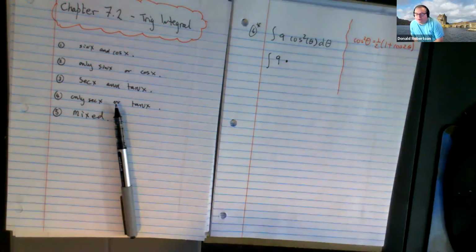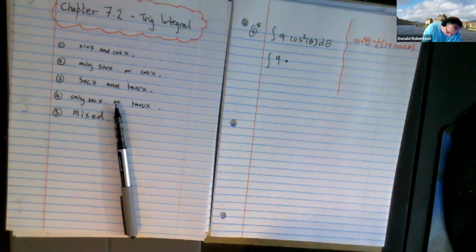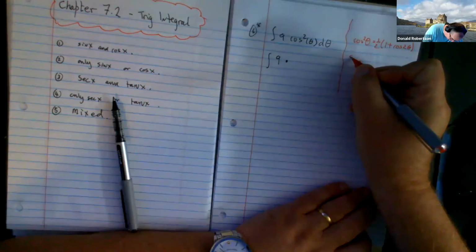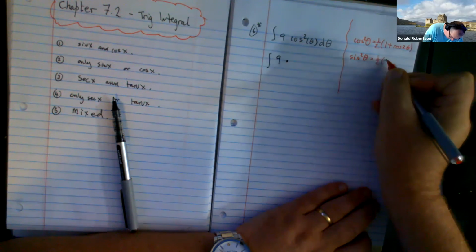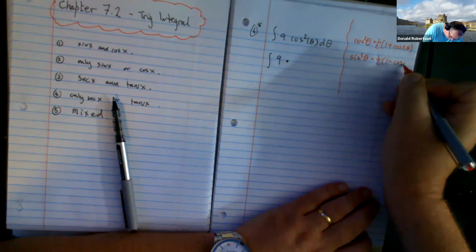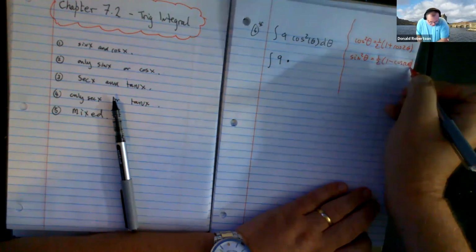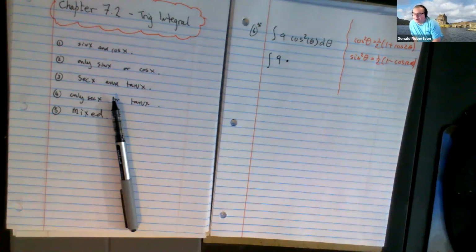That cos squared can be rewritten as a half 1 plus the cosine of 2 theta. And its corresponding one for sines is a half 1 minus cosine of 2 theta. Has anybody seen those two guys before? And if you haven't, you may want to write it down somewhere because you're going to be using them for the next 5 or 10 minutes.